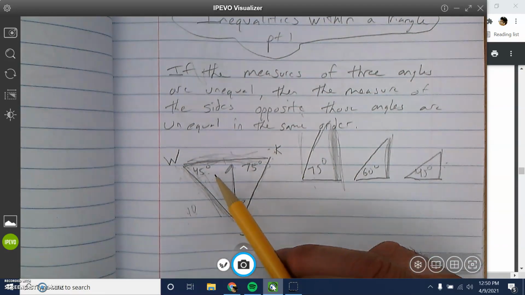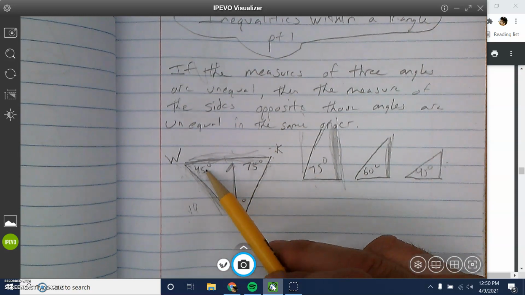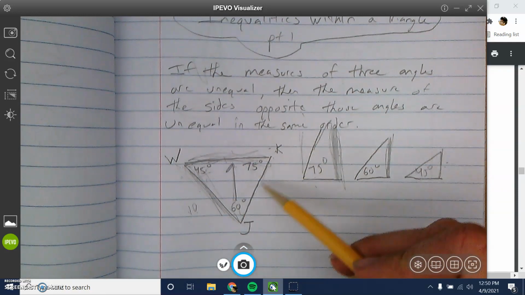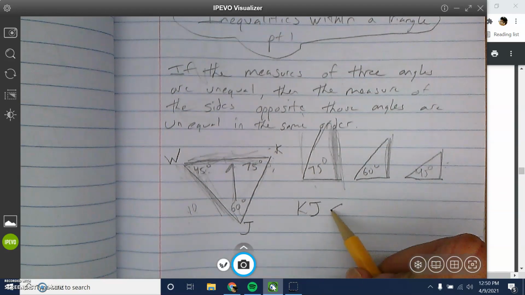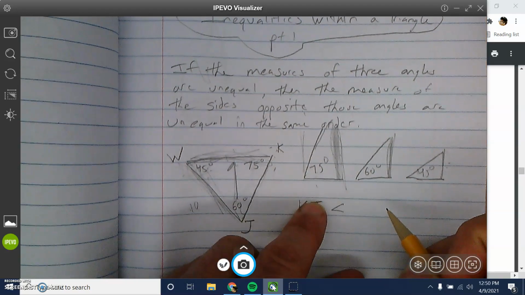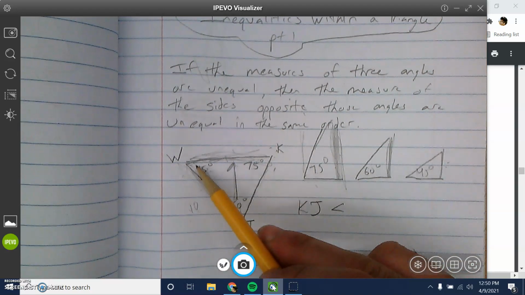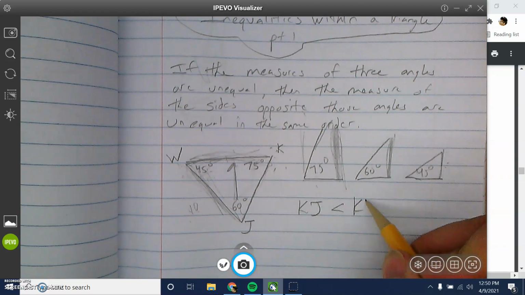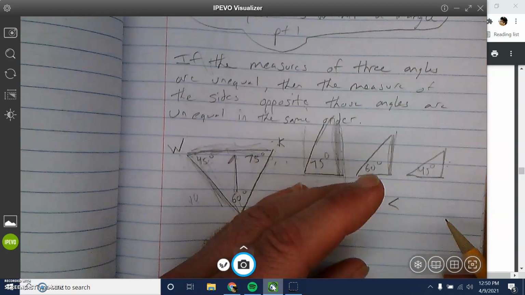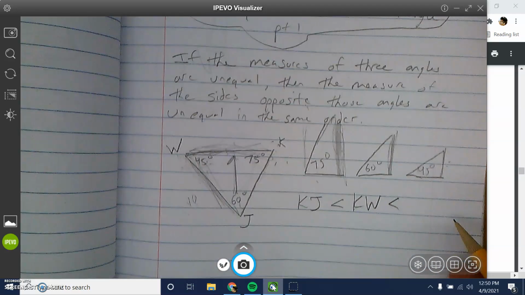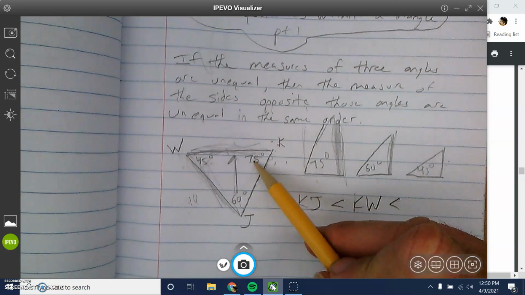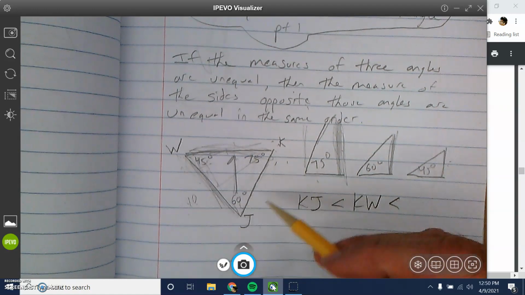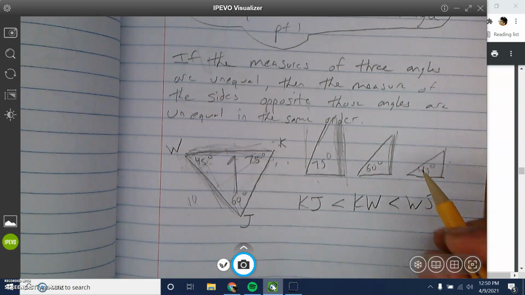We usually go least to greatest. That's what they're going to ask you sometimes. So the smallest side is K to J. And then the middle is going to be W to K or KW. Pac-Man always eats the bigger man. Greatest, so this is the greatest side. The greatest side is opposite the 75, so that would be WJ.